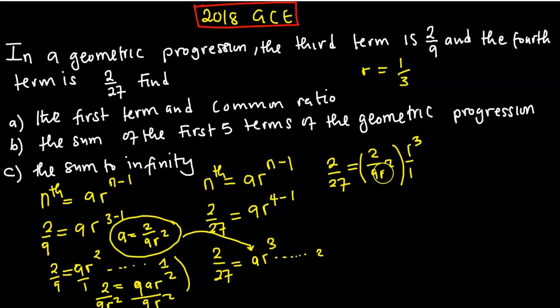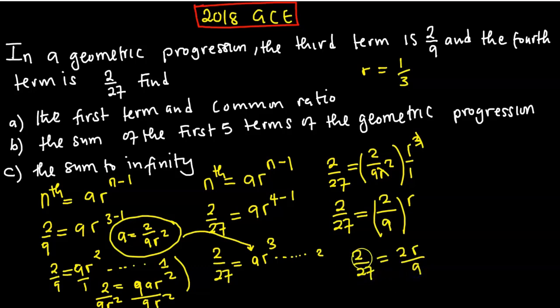Okay, so now what happened? This one will cancel with that one. So you're going to have 2 over 27 equal to 2 over, this one just remains 9, then multiplied by r here. So 2 over 27 equal to 2r over 9. Cross multiplying here is going to be this and that.